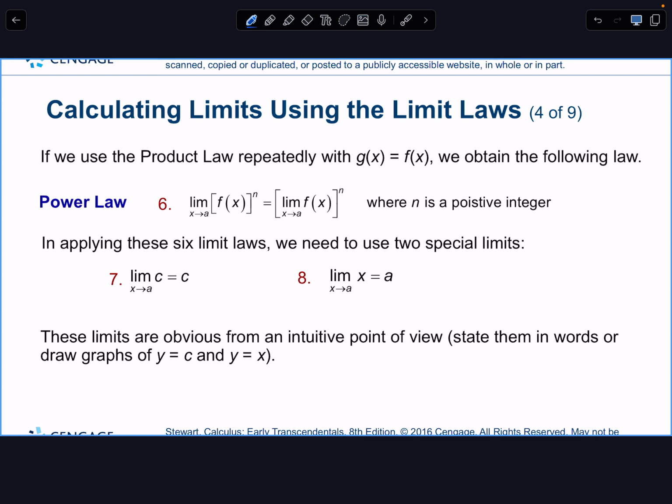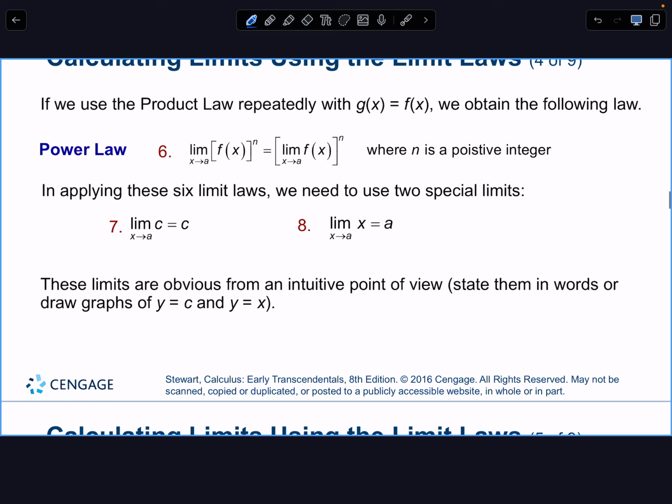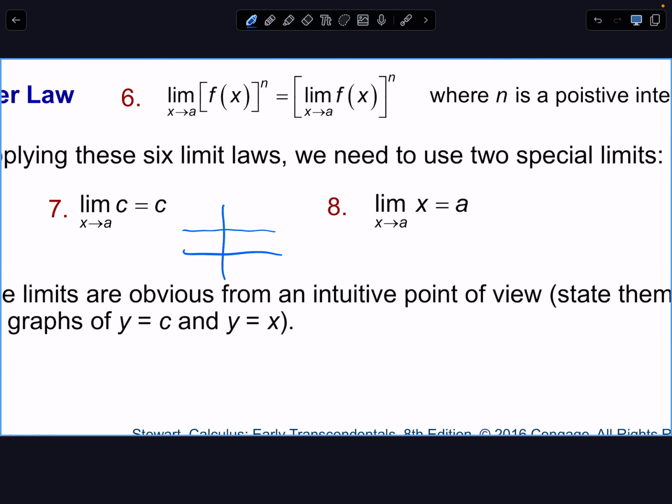Okay. And then here, there's two, it says special limits. And what this is, just real quick, this is a horizontal line. This is a function, f of x equals some number c. And basically, no matter where a is, a could be anywhere, it's always going to approach that number c. C would be right here, the value of the y. And so, when it's a flat line at c, it's always got a limit at c.